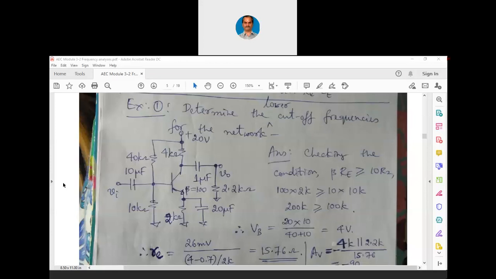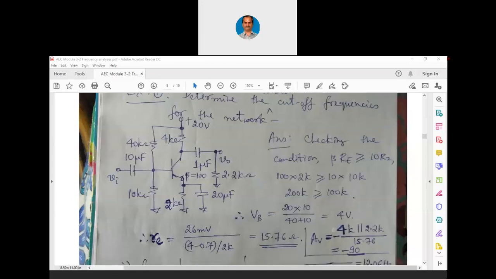Okay, let me proceed. Applying the approximate analysis, we get VB equals 20 into 10 by 40 plus 10, that we get around 4 volts. So, when we get 4 volts, using that directly we find out small re. I have directly written that small re is 26 millivolts divided by IE. IE is nothing but 4 minus 0.7 divided by 2K, that is VBB minus VBE divided by RE. I have directly applied that, and small re we got as 15.76 ohms.